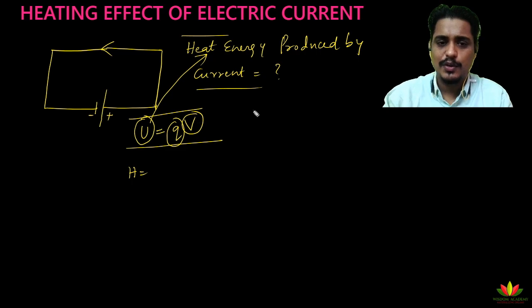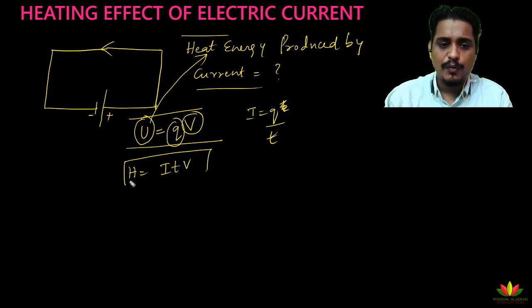And what is Q? We know that I is equal to Q by T. So from here we can write Q is equal to IT. So H is equal to I into T into V. This is the formula of heat produced by the current when it is moving through a conductor.